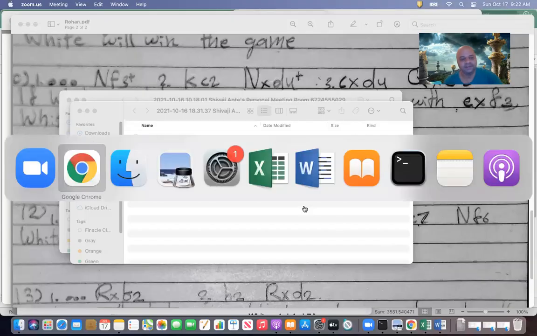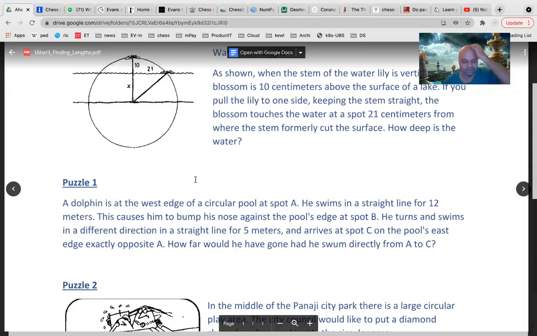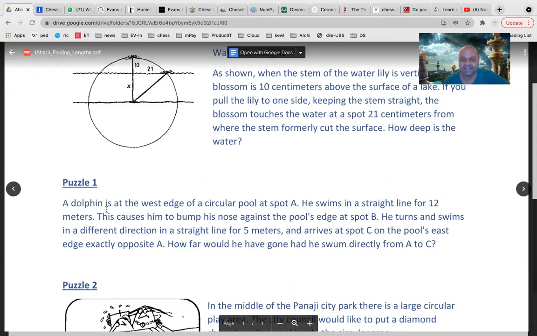Let me go back to puzzle 1. Now what you will see is puzzle 1 in here. Can you see puzzle 1? Yes, sir. Right, what it is saying, it is similar now.